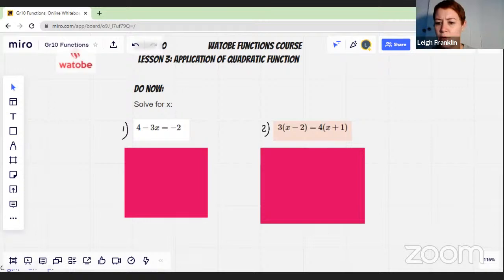Okay, welcome Nolwazi, welcome AJ. Sihle, welcome. Okay, so we're just working on the do now, and then we're going to mark it, and then we're going to get started on our lesson while we're just waiting for everybody to arrive. Okay, so another couple of minutes.